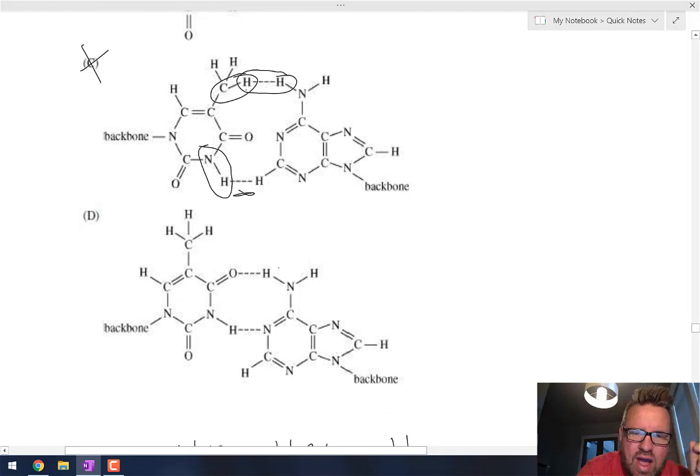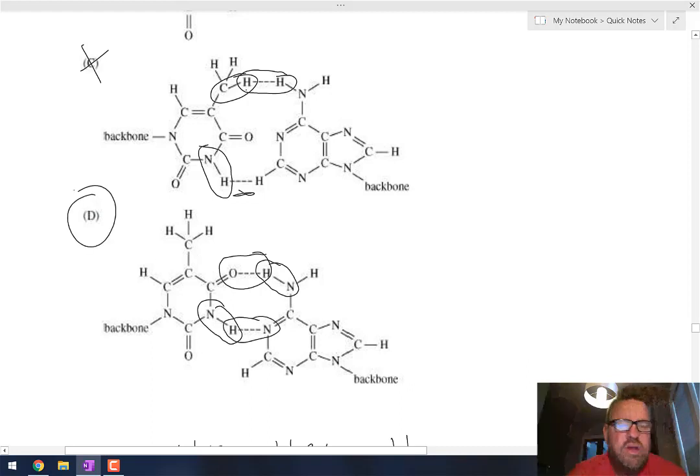Okay, and then in answer D, you can see everything is met. Both hydrogens are bonded to an N, an O, or an F, and then each of those hydrogens is also attracted to an N, an O, or an F in a different molecule. Absolutely, answer D is the correct response.